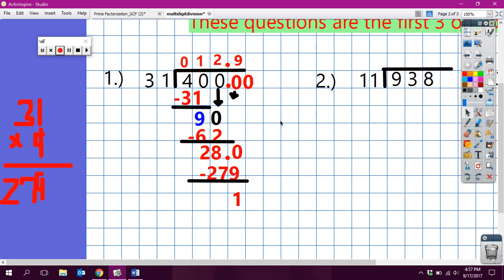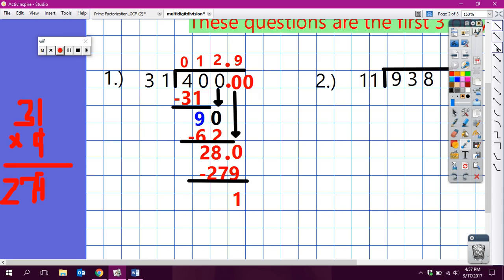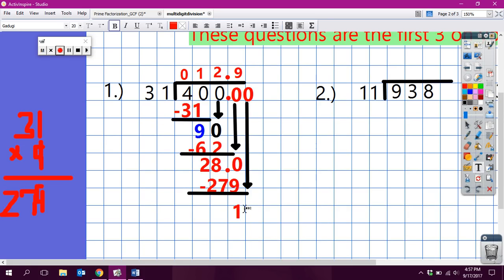Oh no, what was that? That was just crazy. Now I've got to fix it. Okay, there we go. Drop a 0. That's going to come down here to hang out beside my 1. So now I've got a 10. Well, we both know that 31 will not fit into 10. So what I'm going to do is put a 0 there, because 0 groups of 31 will fit into 10. 0 of them, so minus 0.